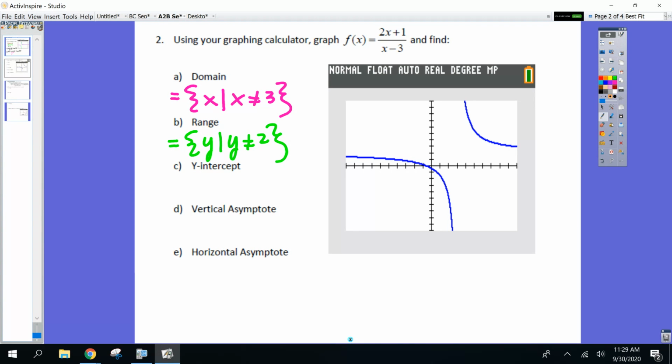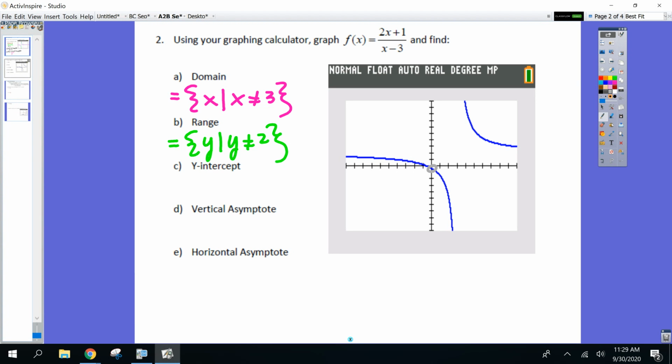How are you guys doing so far? Y-intercept. Now we're going to have some arguments. Let me circle where the Y-intercept is. Right there. I think it's negative 1/2. I think it's negative 1/3. I think it's negative 1/4. We've got to be right. We've got to have exactness.